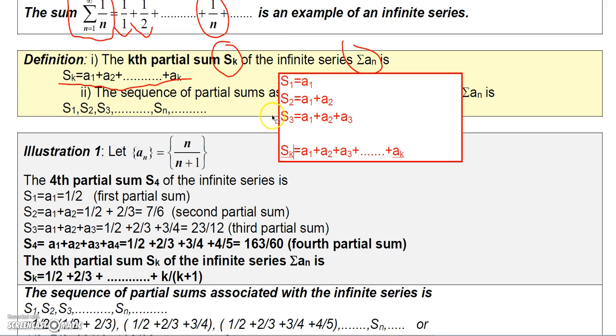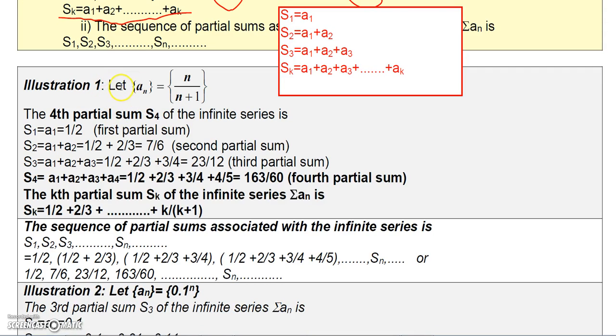Just to make sure you understand what we mean by this sequence of partial sums, S1 would be just the first term. S2 would be the sum of the first two terms. S3 would be the sum of the first three terms, and so forth. And Sk would be the sum of the first k terms. So if you put these together, S1 would be A1, S2 would be A1 plus A2, S3 would be A1 plus A2 plus A3, and so forth. It still is a sequence, even though each of these S's represents a sum.